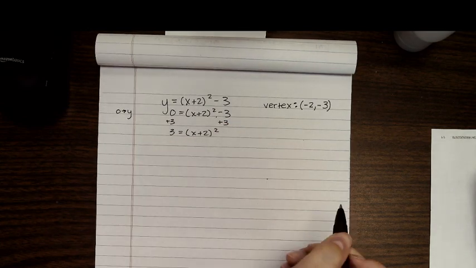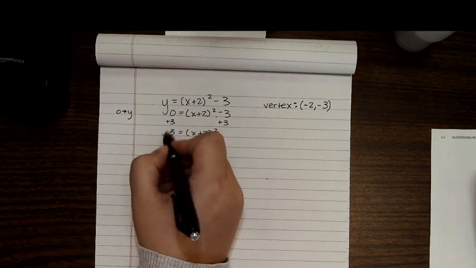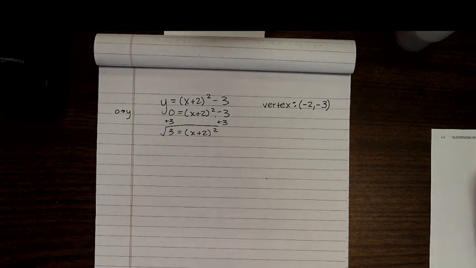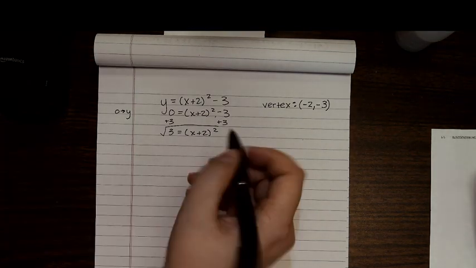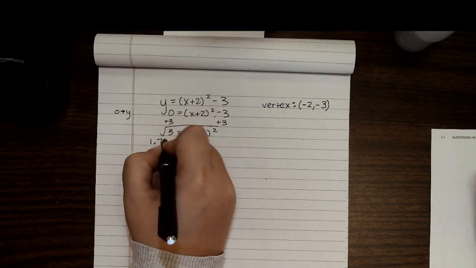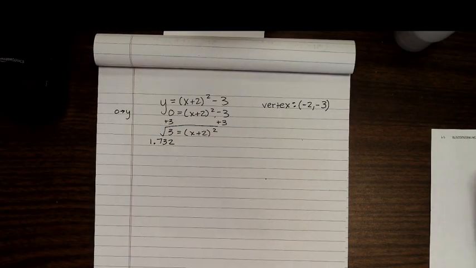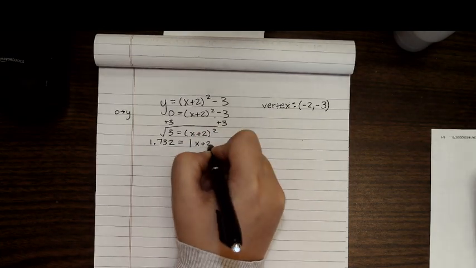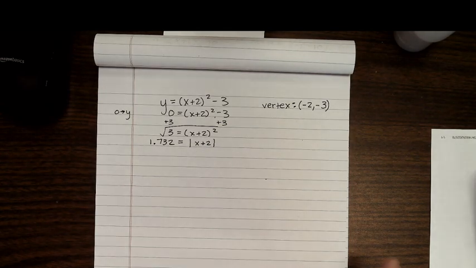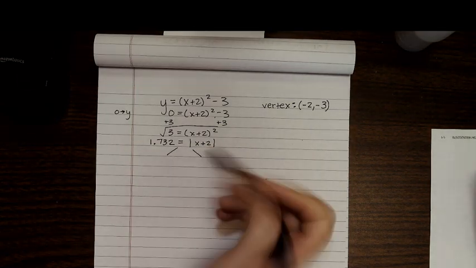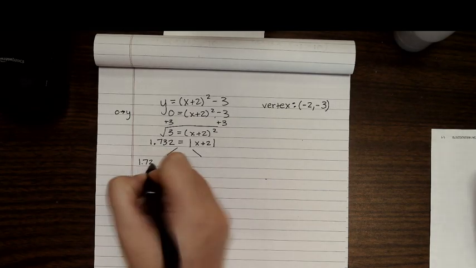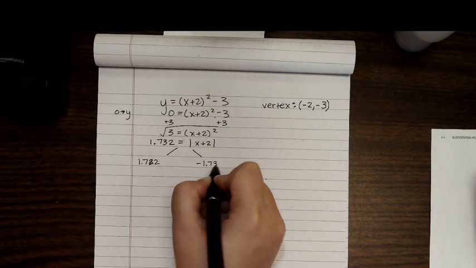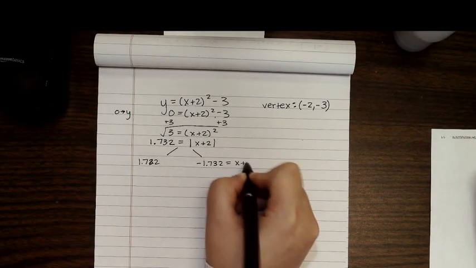And now we need to get rid of the squared by square rooting. And this is where the decimals come in. Because if we take the square root of 3, we get a decimal of 1.732. And that's equal to our absolute value of x + 2. And since we have absolute value, we have two different ones, positive 1.732 and negative 1.732. And those are both equal to x + 2.